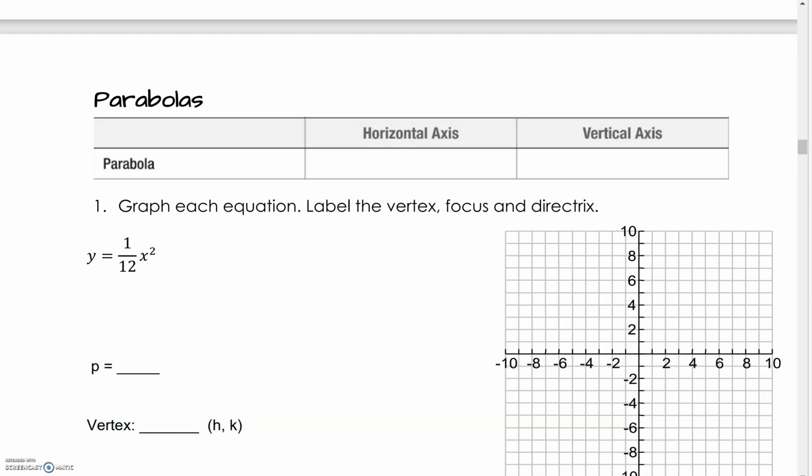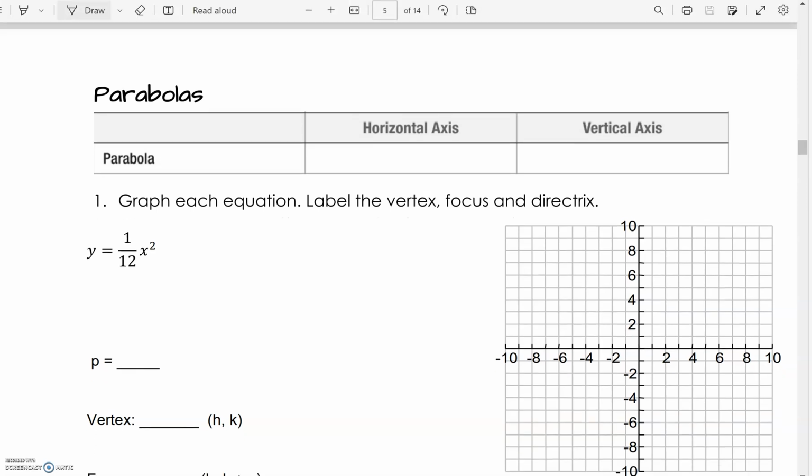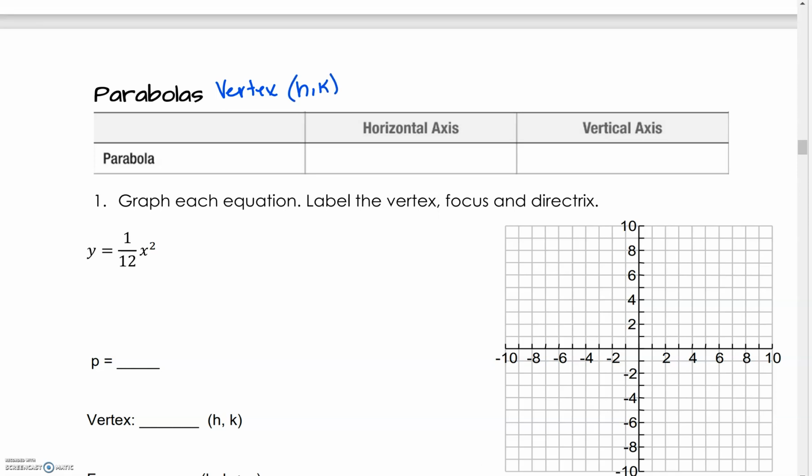In this lesson, we're going to talk about parabolas. We have two types of parabolas. We have the vertex, just like in a circle, as (h, k). And the two types: type 1 is going to be the vertical that we're going to look at, because that's usually what we think of with a parabola. And then the other type is going to be horizontal.